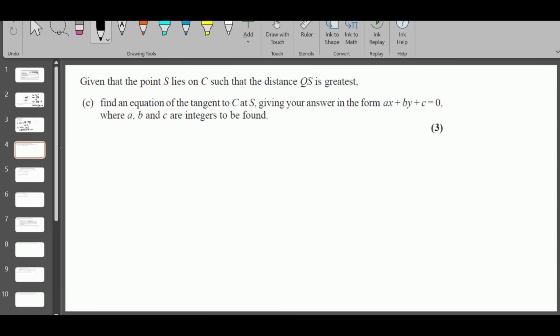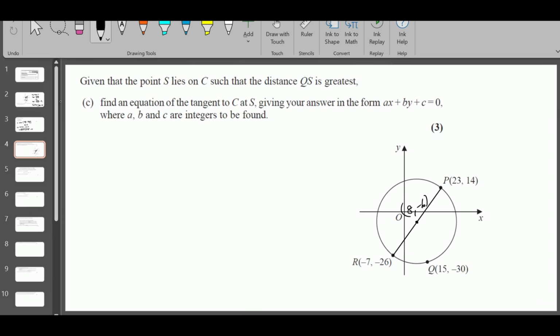Part C. Given that point S lies on C such that the distance QS is greatest, find the equation of the tangent at S, giving your answer in this form. What do they mean by that? You need to take another point S that lies on this circle. It can be anywhere, but the distance from Q to the point should be greatest. So definitely QS should be the diameter in order for the distance to be greatest. The point cannot be anywhere else. The point should be here because it's a diameter. So S will be here.